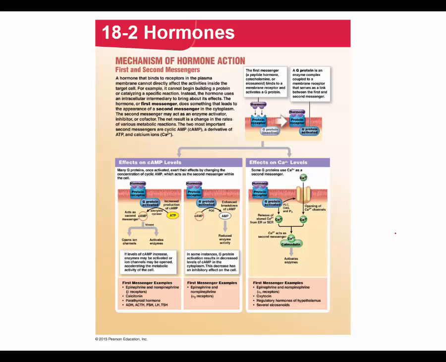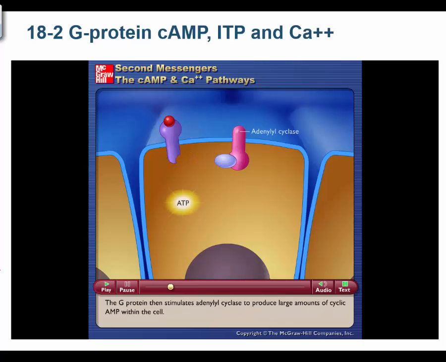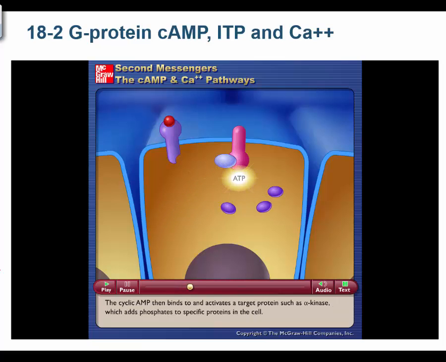This is a collage for you, showing you all of the mechanisms right here. Let's look at the cyclic AMP second messenger and the calcium second messenger. When a signal molecule, such as epinephrine, binds to a cell surface receptor protein, it activates a G protein on the inside of the cell. The G protein then stimulates adenylyl cyclase to produce large amounts of cyclic AMP within the cell. The cyclic AMP then binds to and activates a target protein such as alpha kinase, which adds phosphates to specific proteins in the cell. The effect of this phosphorylation depends on the identity of the cell and the proteins that are phosphorylated.